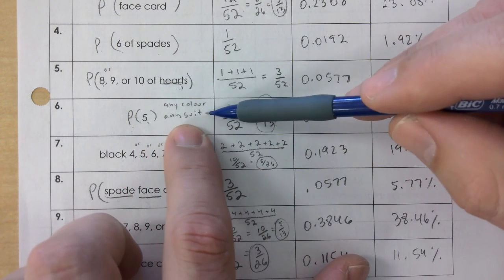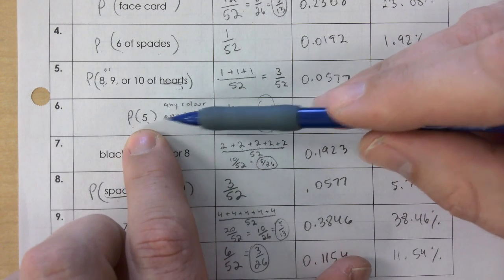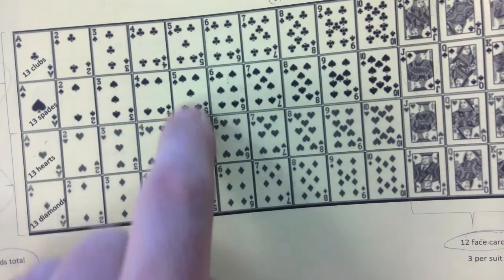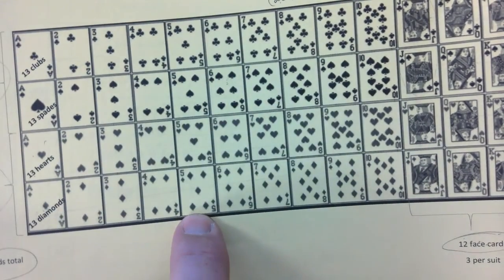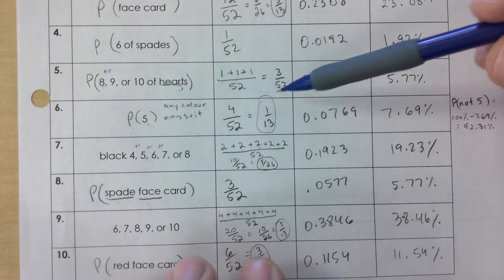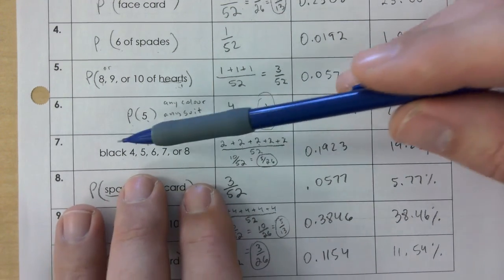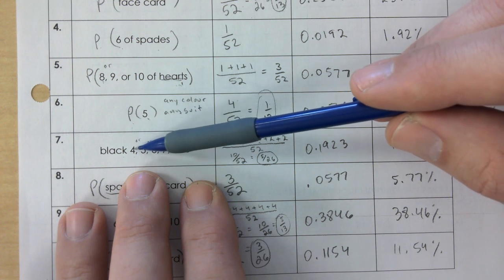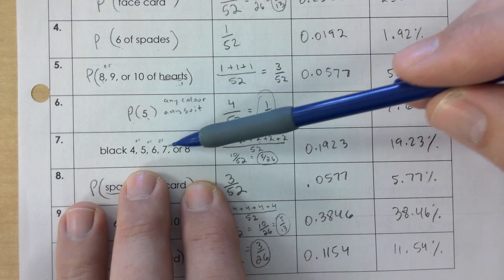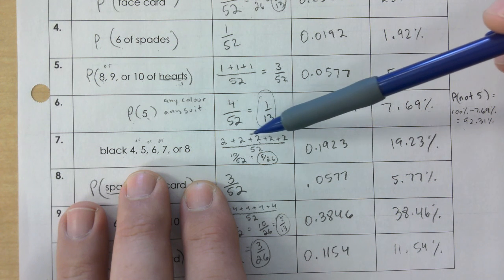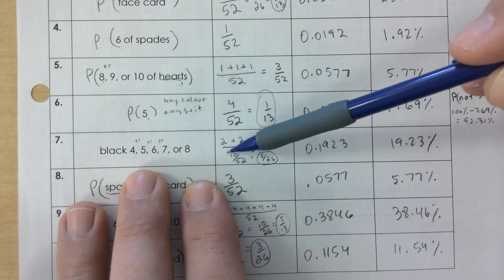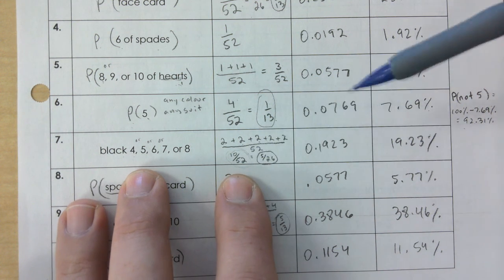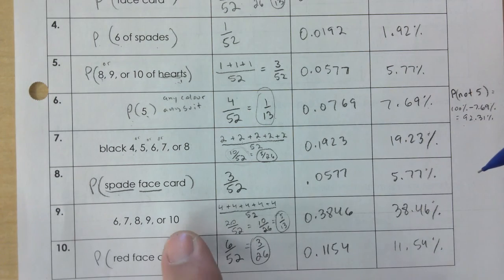And then you have probability of 5. That just means any color, any suit, right? It's just a 5. There are 4 of them. If you look at your handout, there are 4 5s there. So that'd be 4 out of 52. A black 4, 5, 6, 7, or 8. There are 2 black 4s, 2 black 5s, and so forth. So I show how I do that. And it's 10 out of 52 without reducing. Okay? 10 out of 52, and then you get your decimal and your percentage.